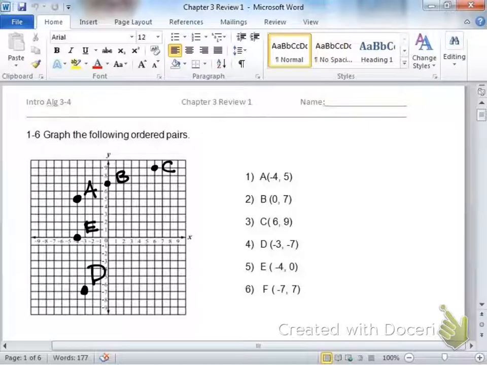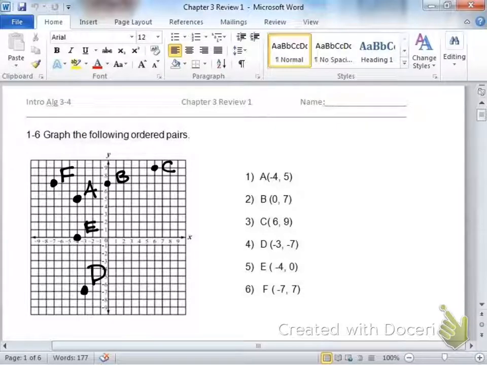And number 6, point F, is going to be left 7, and then up 7. Left 7, up 7 will put us right here. And we're going to label that one with an F. I'll leave those up there for a second.